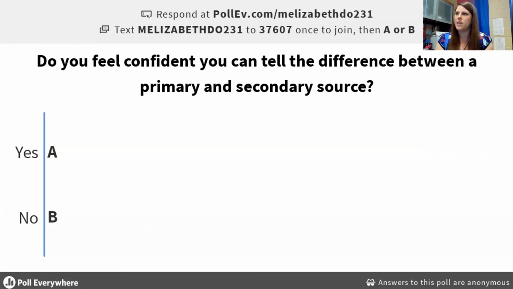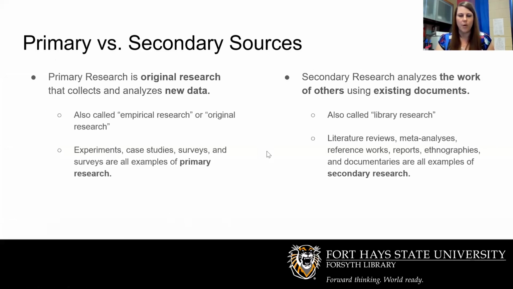Oftentimes a professor will ask you to go find a primary source or a secondary source, and it's important to know the difference. So we'll go ahead and just move forward since we don't have a lot of time. I've got this timer clicking at me. We'll start with a few definitions, and then we're going to go into some search tips, and then we'll go out into the wild and try this out.